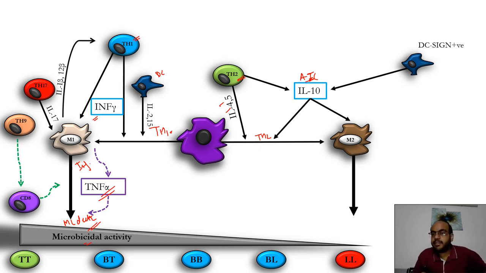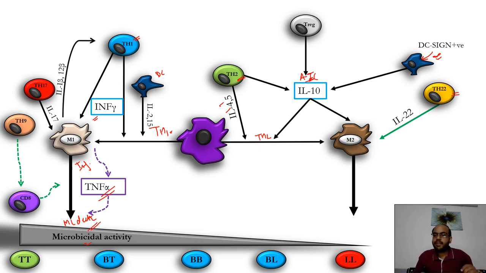Dendritic cells, sign positive, which is responsible for internalization of M. leprae, will also lead to formation of interleukin 10. T regulatory cells, which are responsible for decreasing the immune response, will also increase interleukin 10, which is an anti-inflammatory cytokine.